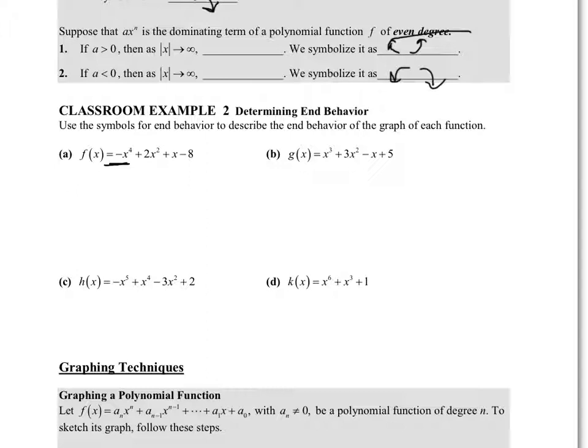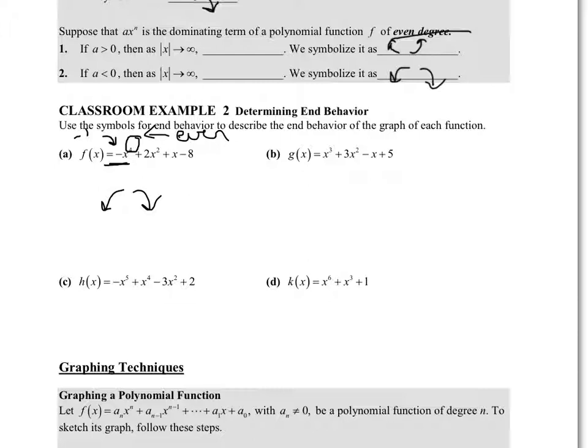Now, here's what I know. The exponent tells me whether it's even or odd. Because it's a 4, that makes it even, which means I know my end behavior is doing the same thing. It's either both up or both down. As I look at the coefficient, I see it's a negative 1. And because it's negative, that tells me these both go down. And that's all I'm doing, is I'm just looking at that one term to decide end behavior.